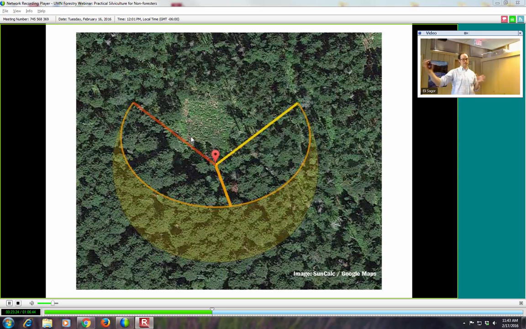So again, a larger gap is going to favor trees that are shade intolerant. A smaller gap is going to be shadier and is going to favor trees that are more shade tolerant.